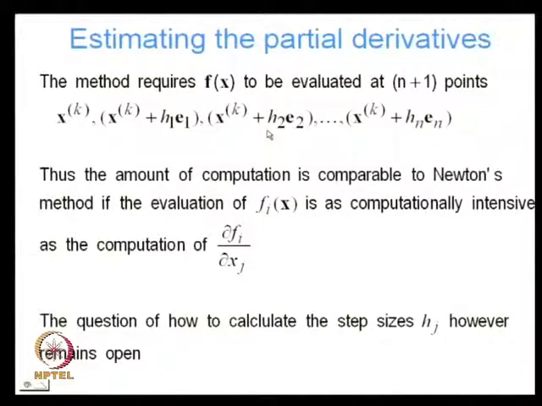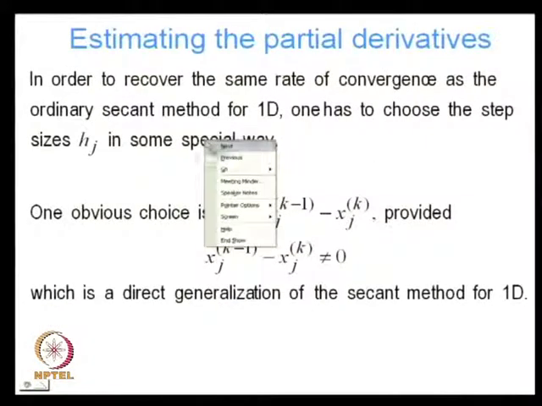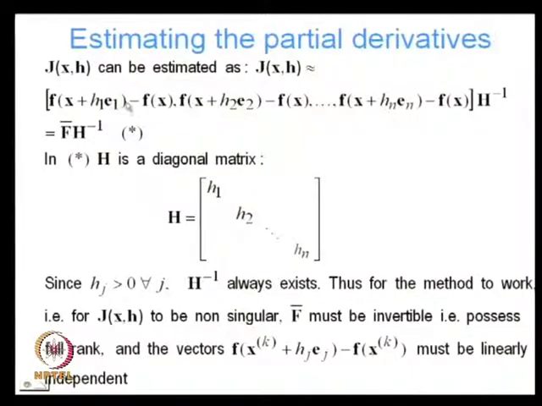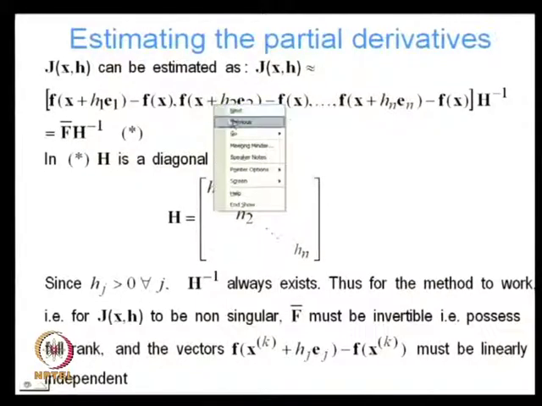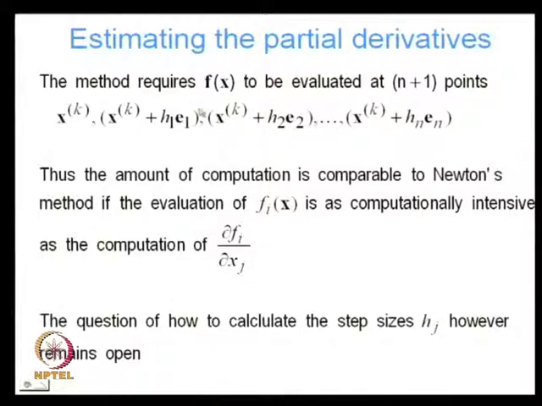But for this method to work, we have to evaluate this function at n plus 1 points, right. So, you can see all these functions have to be evaluated at each point. There are a lot more function evaluations. This has to be evaluated at xk plus h1 E1, xk plus h2 E2, and so on. For any iteration I have to do all these evaluations. At any iterate k, the function has to be evaluated at all these values.